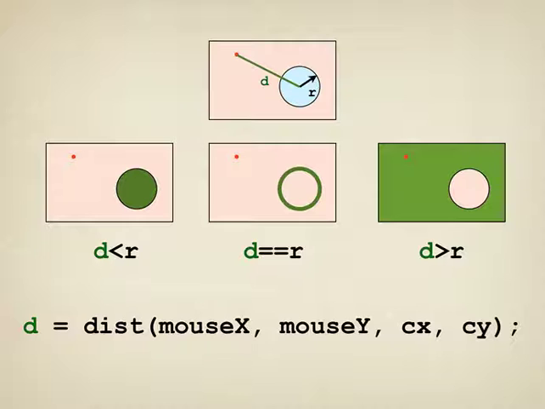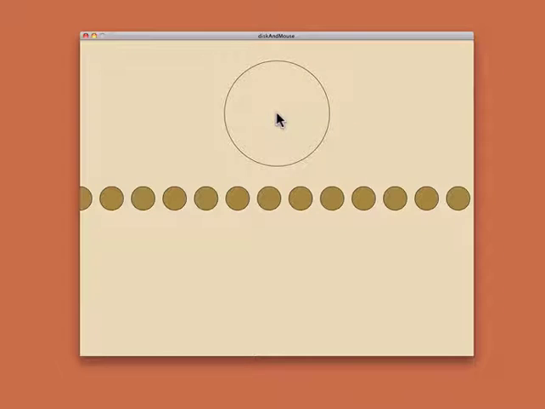Let's look at a couple of examples of using dist in sketches. In this little program, I'm using a while loop to draw a row of circles horizontally across the screen, and I've got a big empty circle at the top. The center of that circle is attached to my mouse. As I move the big circle around, you can see that when I'm sitting on top of any of the smaller circles, they turn blue.